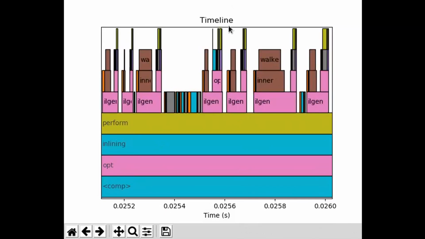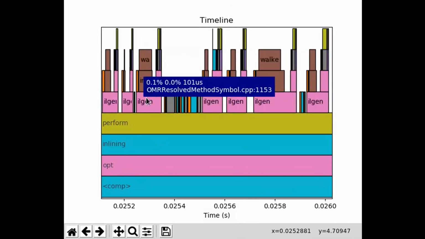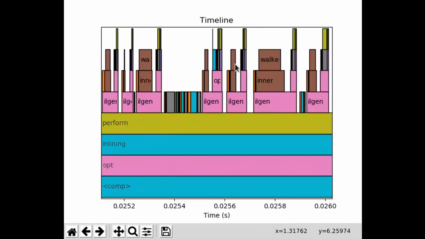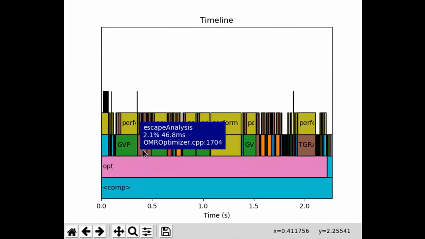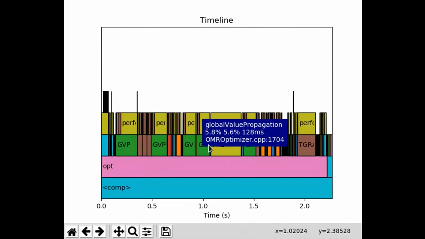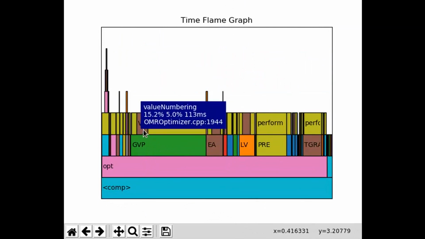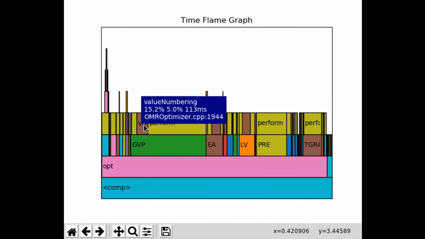Okay, so then from this, if you merge together the stacks that are the same, you get the flame graph. So this is just the same stuff, but it's been aggregated up, right? So if we see here, here's GVP, GVP, GVP, GVP, GVP. And then this is the total of all the GVP. Right, so you can see 5% of all the time here was spent doing value numbering for GVP.